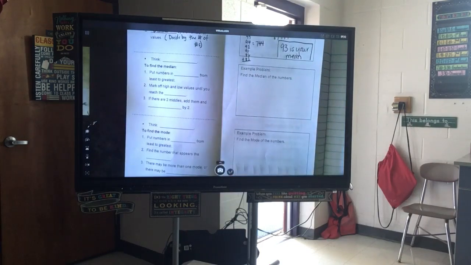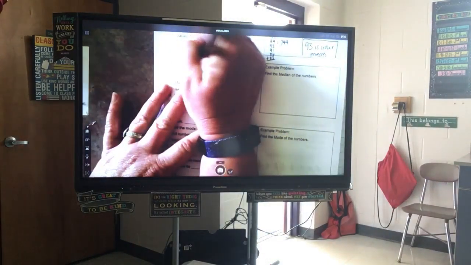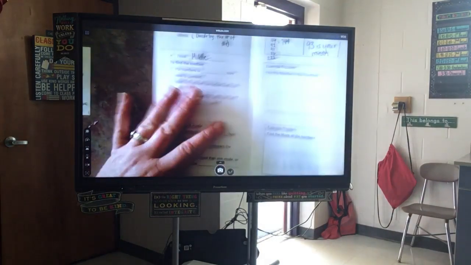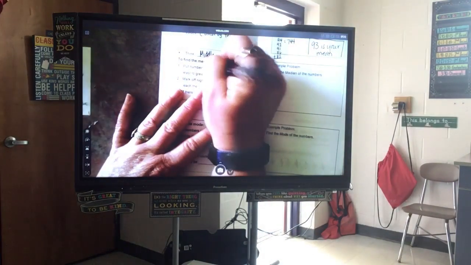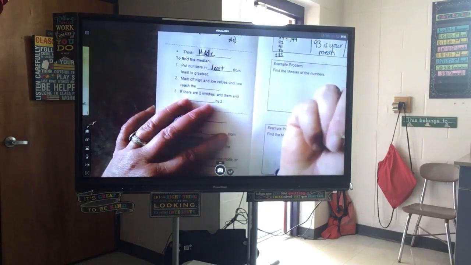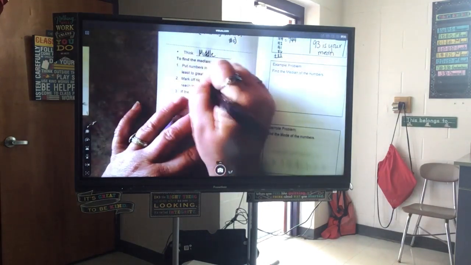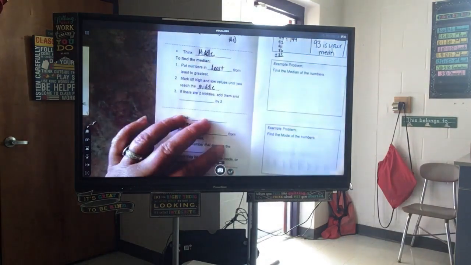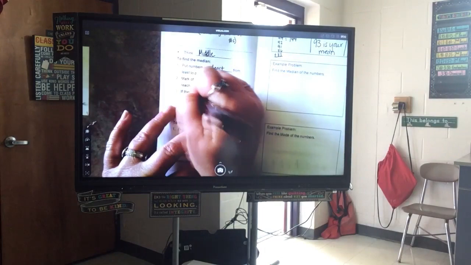All right, median, I want you to think about the middle. All right, you're going to put your numbers in order least to greatest. And you're going to mark off high to low until you reach the middle. If there are 2 numbers in the middle, add them and divide by 2.